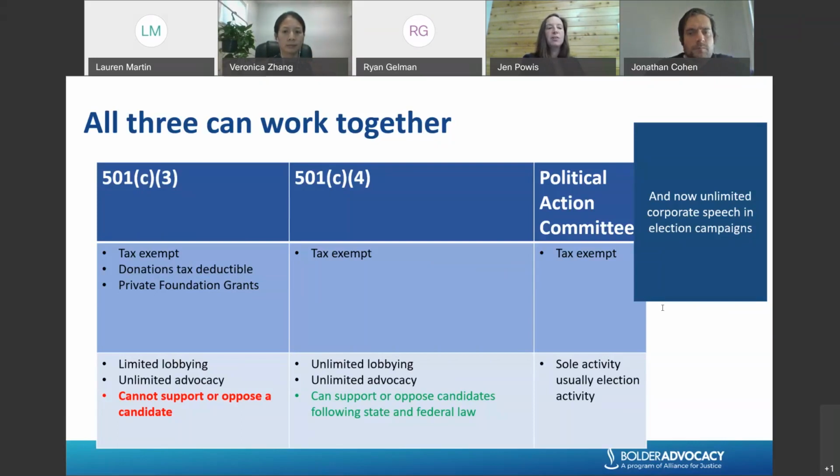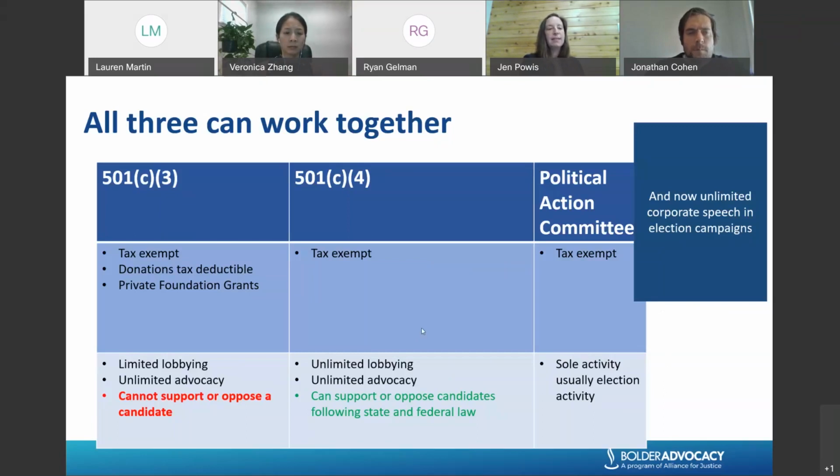The prohibition is around political partisan activity, i.e. a 501c3 cannot support or oppose a candidate. Candidate work is absolutely prohibited. We're not talking about that work here at all. Today we're talking about the limited lobbying and the unlimited advocacy. And that's the point that I really want to draw out from this slide.